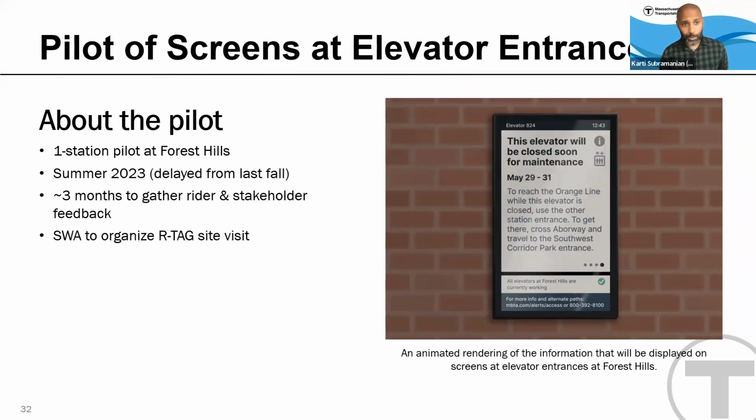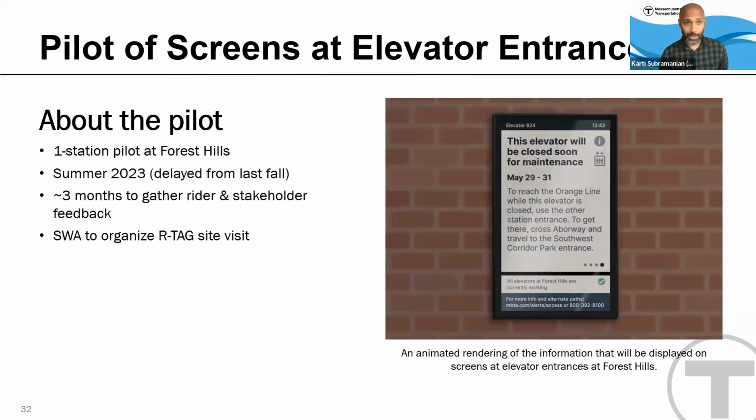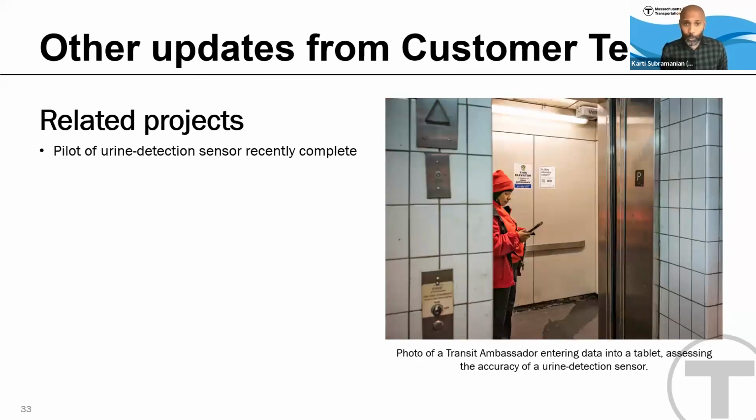So later this summer, we hope to launch a one-station pilot. It will be at Forest Hills. We will install LCD screens at each elevator entrance and try to get feedback from riders and other stakeholders. I believe system-wide accessibility is going to organize a visit with RTAG, so we can get broad and consistent systematic feedback on the value of this new type of digital signage, to make a decision about whether we should scale up our use of such signage. Those are my two updates.